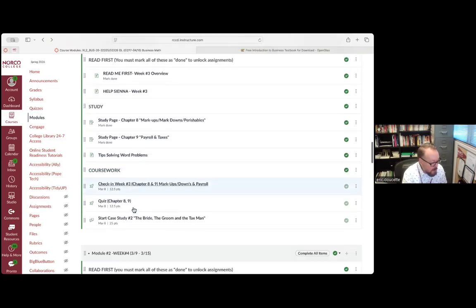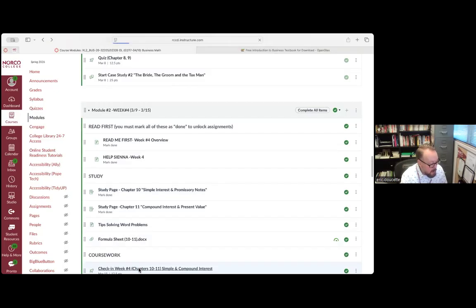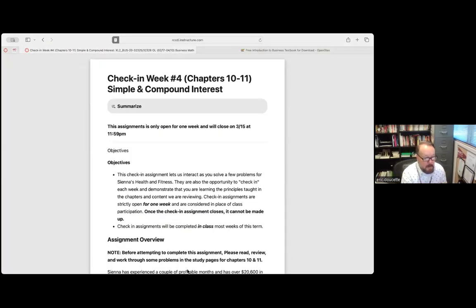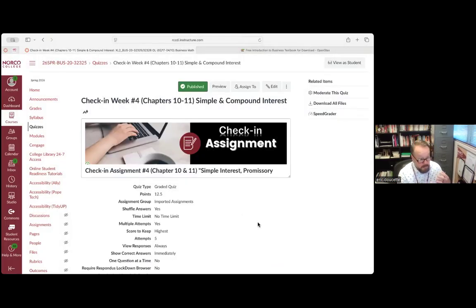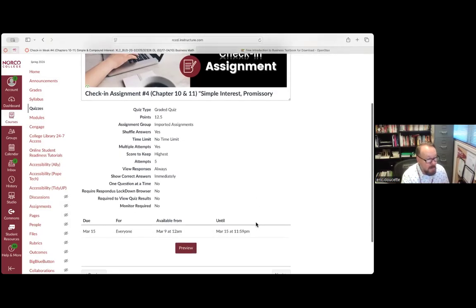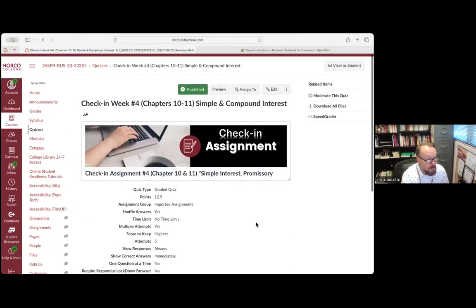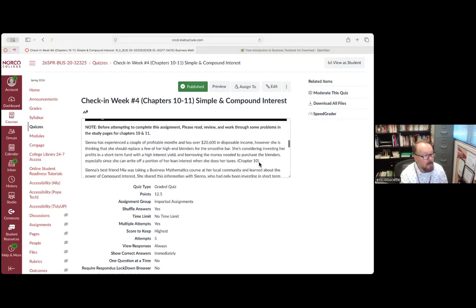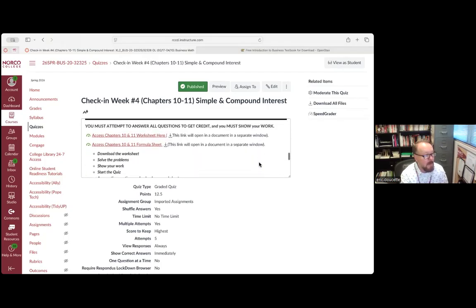All right, so here's my check-in assignment for chapters 10 and 11. Again, this is the same thing. You're going to be helping Sienna solve some problems. You're going to download the worksheet and the formula sheet, and then you're going to fill it out, complete it, and then go on and actually take this. It's set up as a quiz, so you could take it and then use the drop-down menus to put in your answers. But let's see if it allows me to access these documents. And it is. It's letting me access those.